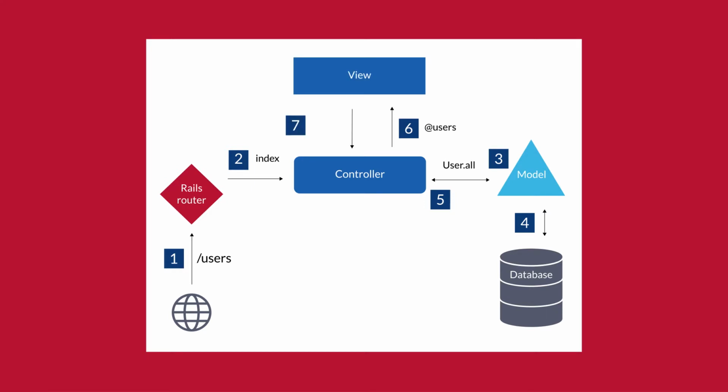The view uses embedded Ruby (ERB) files to render the page as HTML. The controller then passes the HTML back to the browser.